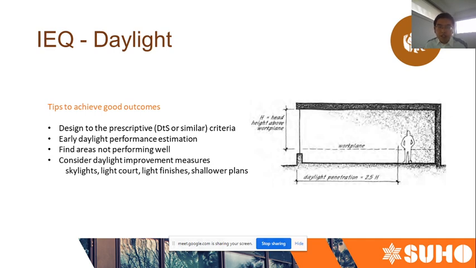And another thing is early daylight performance estimation. So if you can do it earlier, we can try to solve all these problems earlier, find all the areas which are not performing well, and consider daylight improvement measures like skylight, light coat, light finish, or shallow plans.